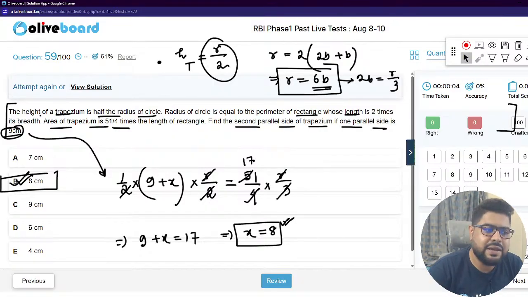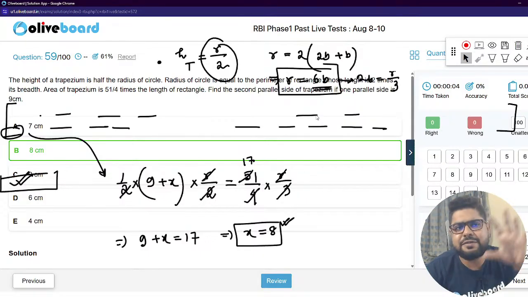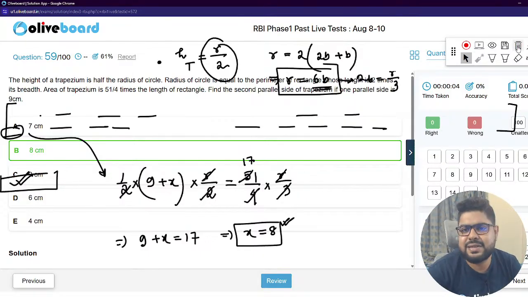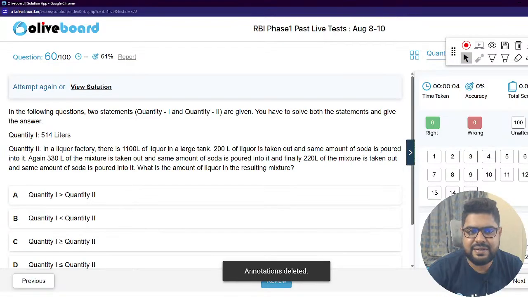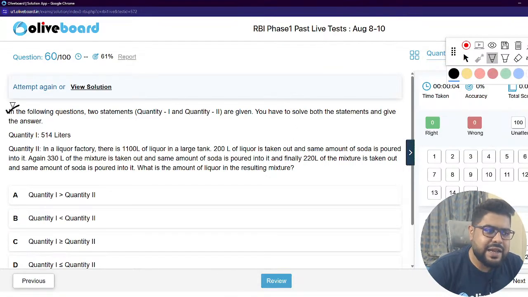Option number B. Very, very simple. You see, it's all about putting the values and making the equation, nothing else. Perfect. Next one, sir.